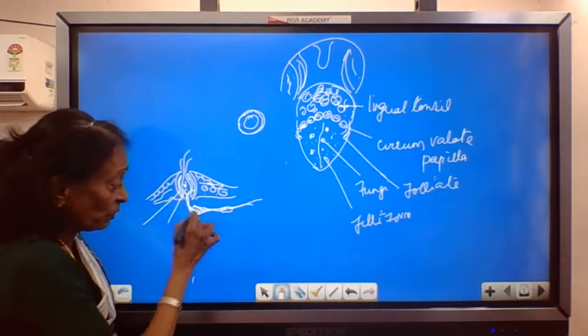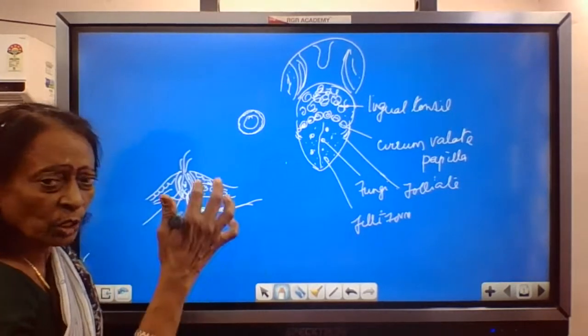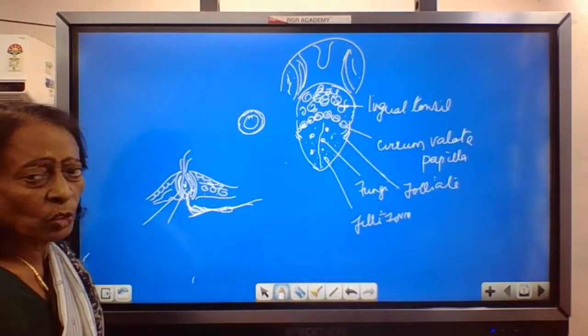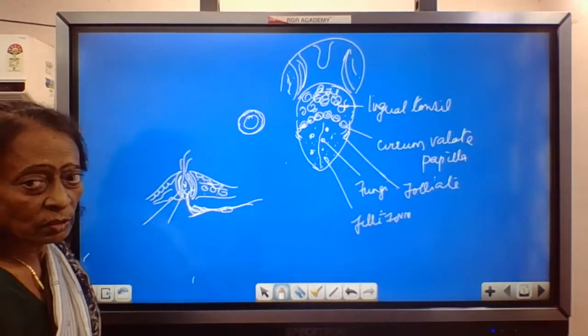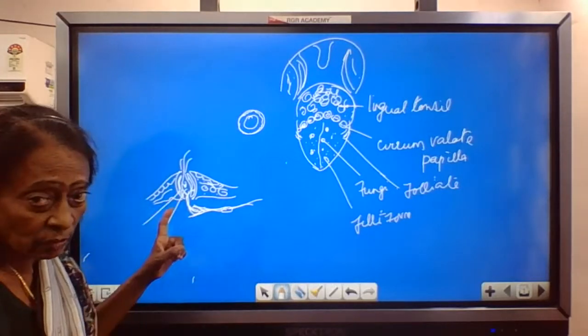That is it. These fibers form the glossopharyngeal nerve. The sensory fibers ascend to the brain via the ninth nerve. The ninth nerve, the cranial nerve, is known as the glossopharyngeal nerve. So taste sensation is conducted to the brain through the ninth nerve.